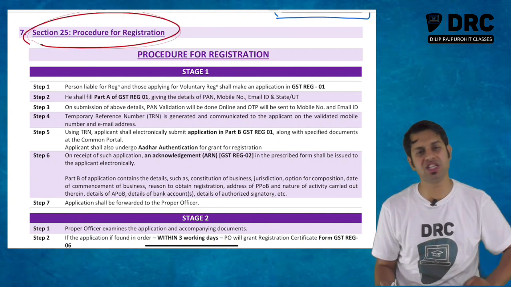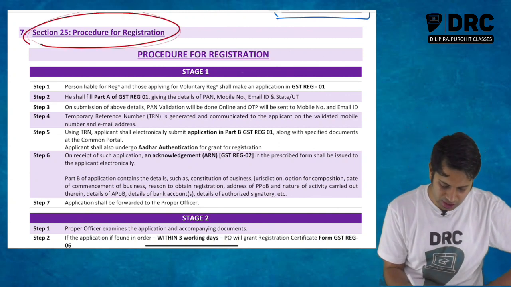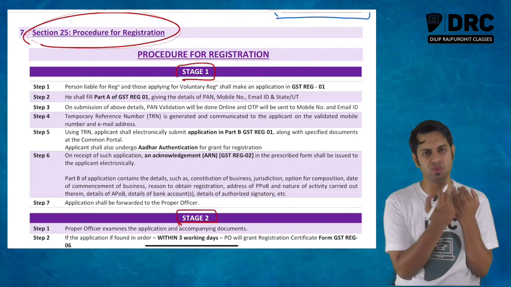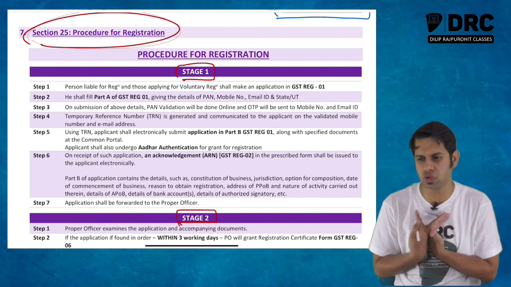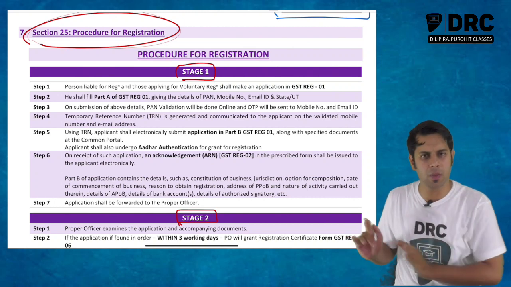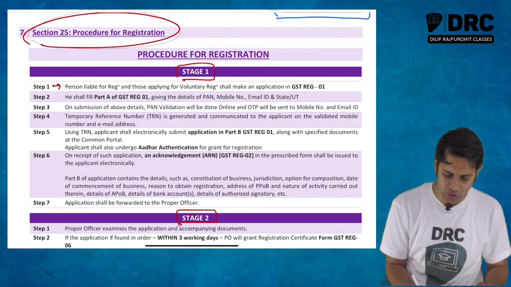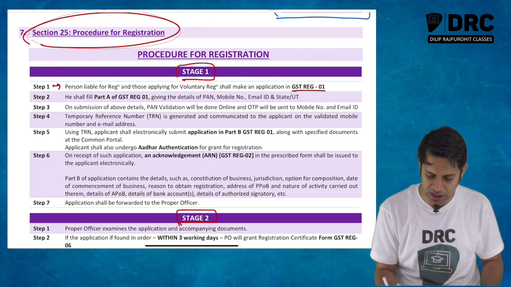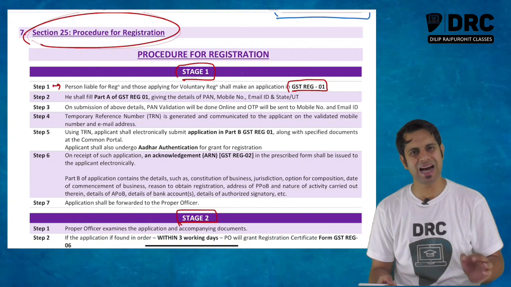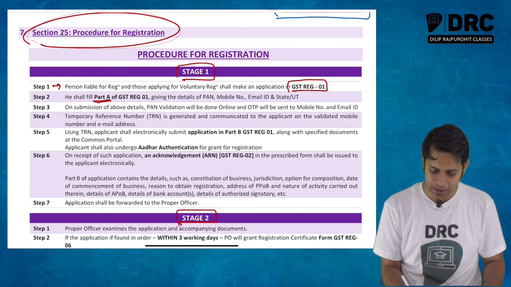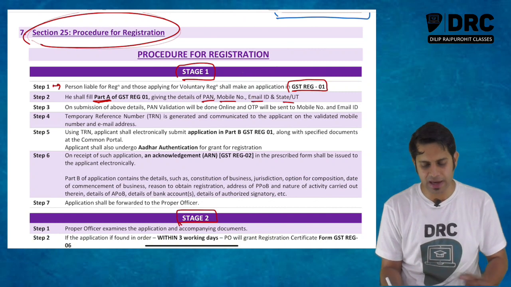Procedure for registration, section 25 talks about it. Now there are two stages in the procedure, stage number 1 and stage number 2. Stage number 1 is what I, being a registered person, have to follow. Stage number 2 is whatever the proper officer has to do. Step 1, what will I do? A person liable for registration or those who want to apply for voluntary registration shall make an application in GST REG 01. He shall file part A of GST REG 01 giving his PAN number, mobile details, email ID and state, etc.